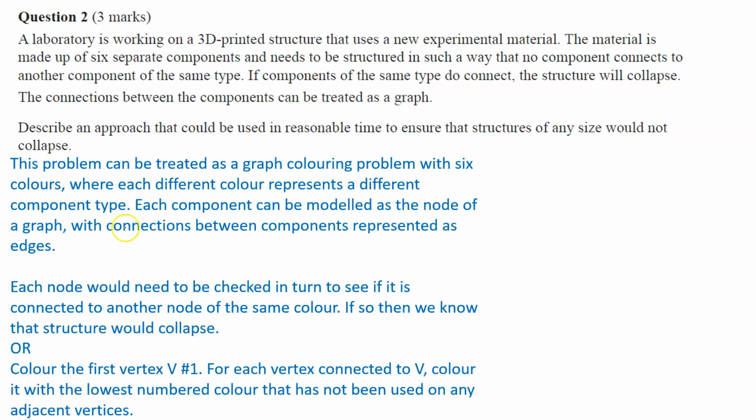Okay, so mentioning it can be treated as a graph coloring problem with 6 colors. When we're describing these approaches, it doesn't say do pseudocode. We want to make sure that we describe how the ADTs are representing realities. So each color represents a different component type, and each component can be modeled as a node of a graph with the connections between components represented as edges. So that's all fairly clear.